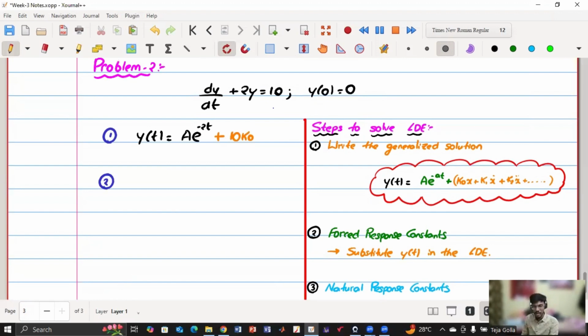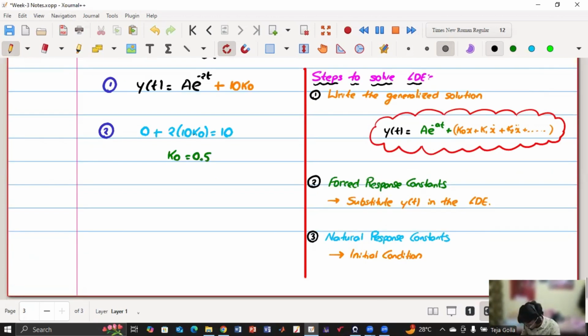Can someone tell me what will be the LHS and what will be the RHS? d by dt of 10 K naught is 0, plus 2 into 10 K naught is equal to 10. We will get K naught as 1 by 2, or 0.5. So now let us write the y of t expression. What will be the y of t expression till now? y of t is equal to A e to the power minus 2t plus 5.